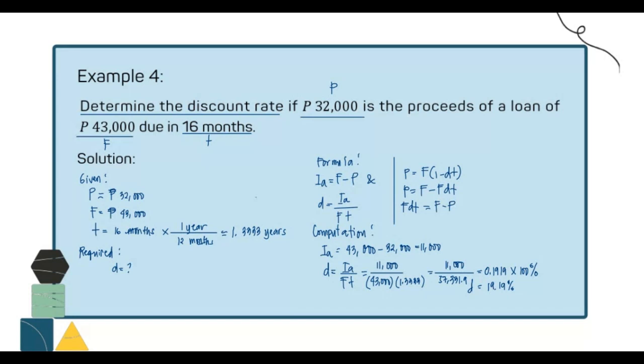And then we want to isolate D lang. So we are going to divide both sides by Ft. So if we do that, it would just give us this formula, which is D is equal to F minus P divided by Ft, which is the formula that we could use to come up with nung ating value for discount. So let me use that one, no?